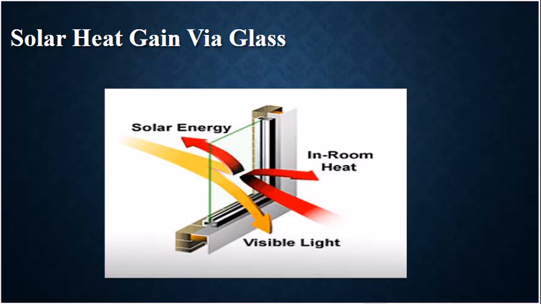Solar heat gain via glass. Solar heat gain occurs when sunlight enters a building through windows, raising indoor temperatures. Factors such as glazing type, orientation, and shading devices affect this gain. Managing solar heat gain is crucial for maintaining comfort and reducing cooling loads.